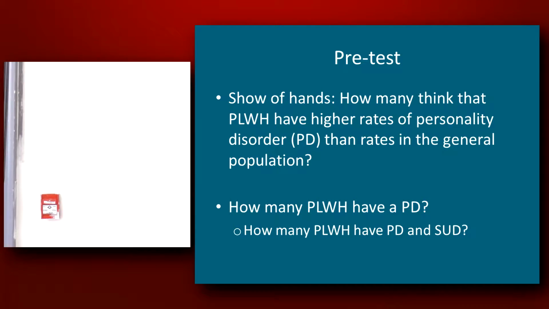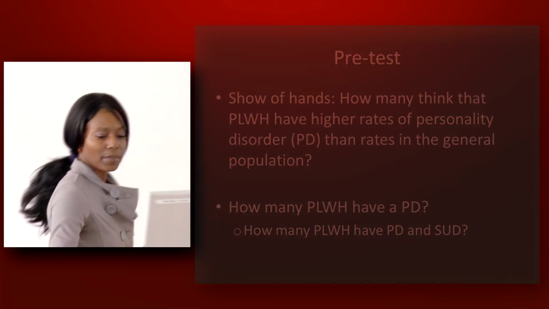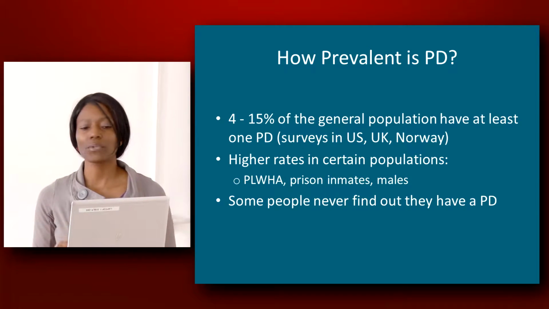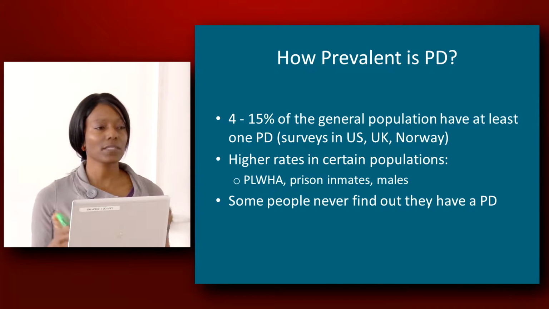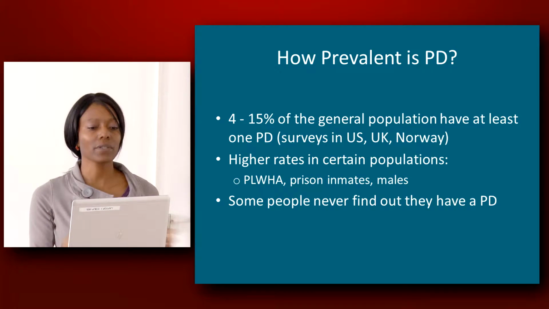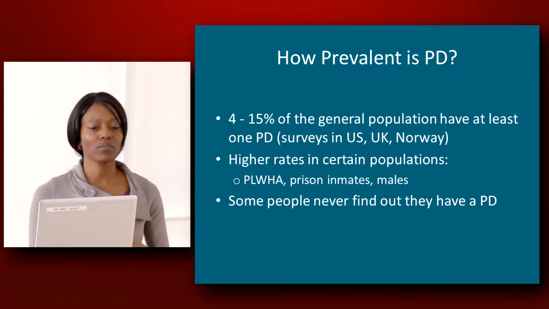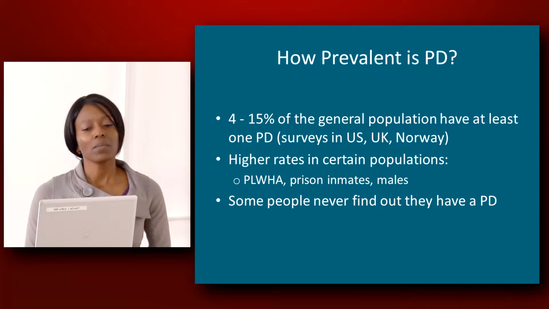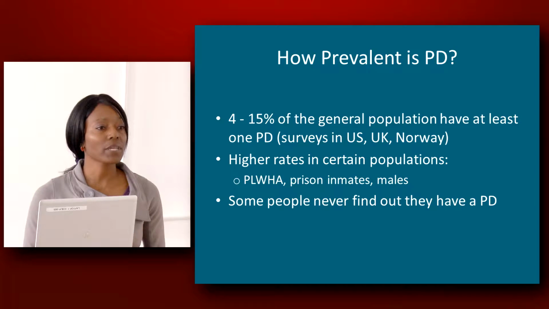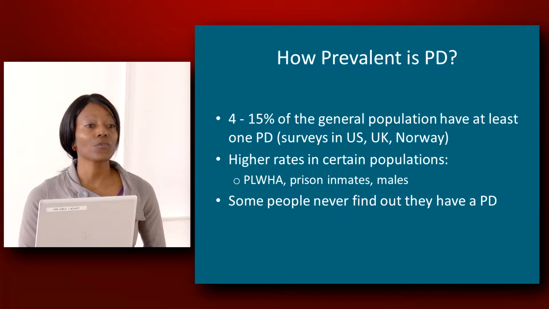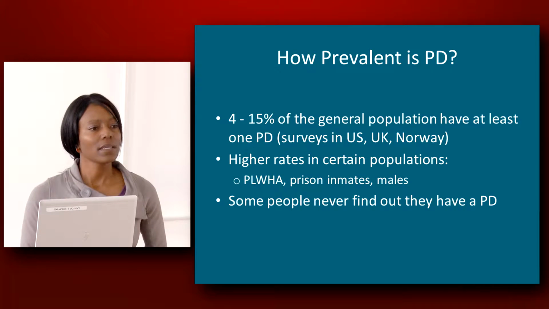Okay, good. All right. So generally speaking, anywhere from 4 to 15% of the general population is thought to have at least one personality disorder. The rates are certainly higher in certain populations. For example, people living with HIV/AIDS, people who are incarcerated, and men as compared to women. And the cluster of personality disorder is also quite variable depending on the setting. Most people never actually find out that they have a personality disorder.